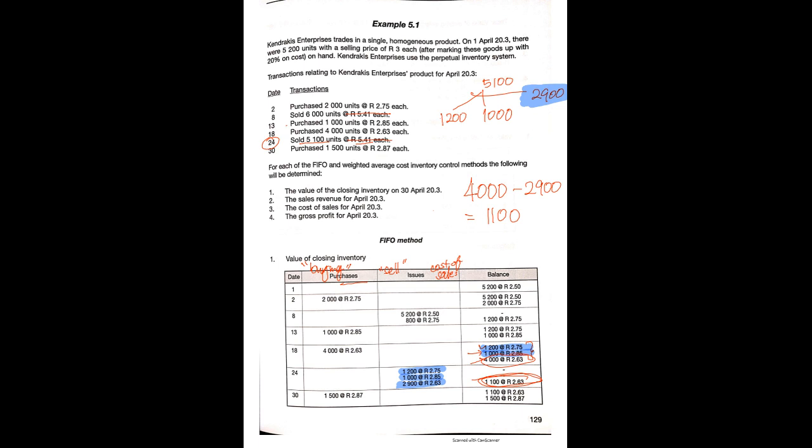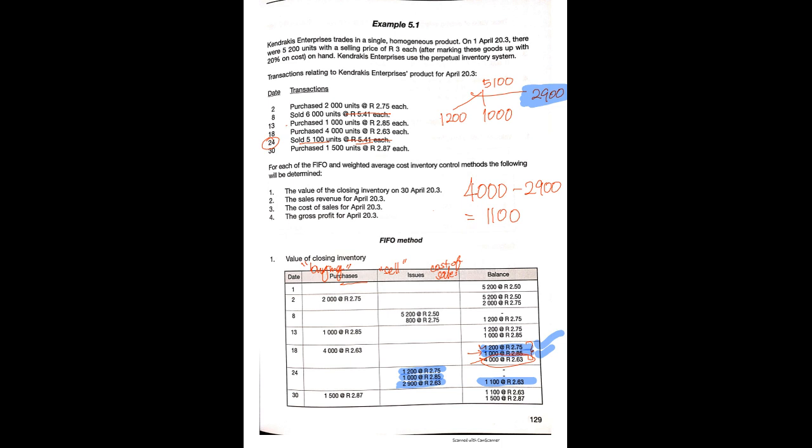So I'm going to highlight that as well here. So basically, everything that was purchased first, that came in first, which was the 1,200 at 2.75 and the 1,000 at 2.85, those were all purchased earlier, purchased first, so they would have been sold off first. The 4,000 units was purchased last, so we only use part of it to make up the 5,100 units. The remainder of it will still be in the business.